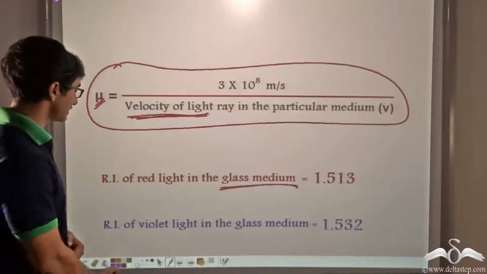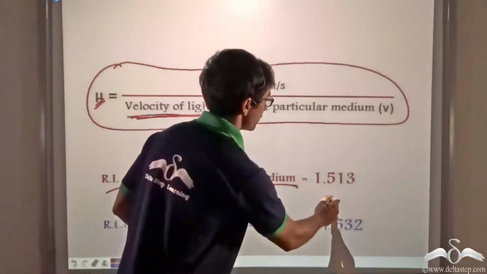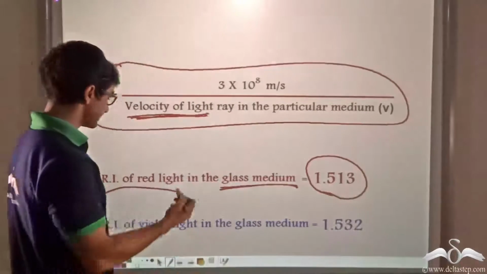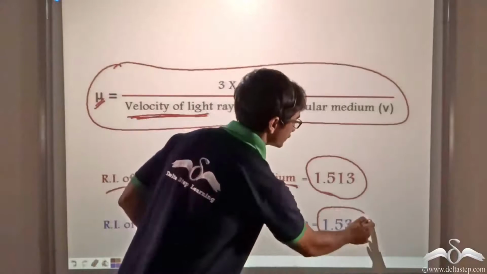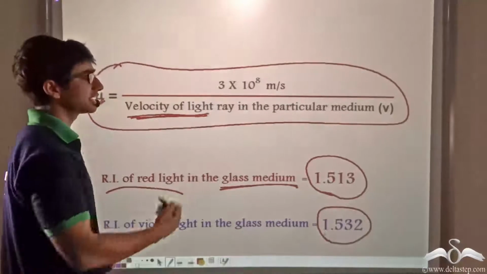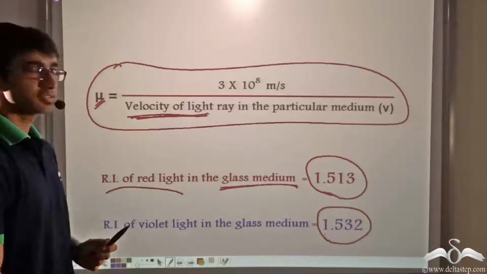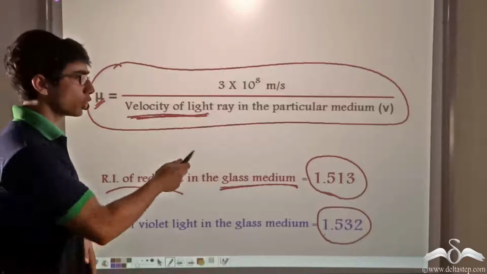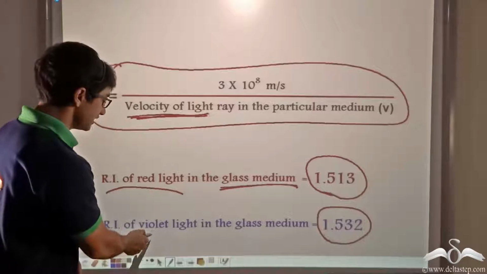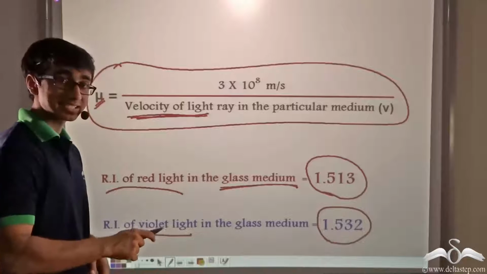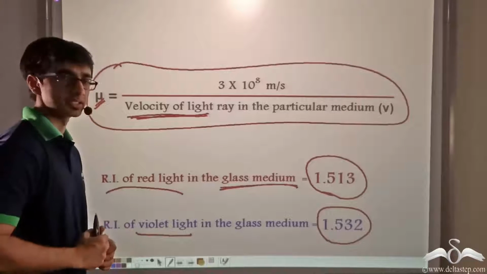So thus we can say that the refractive index of red light in glass medium is 1.513 and the refractive index of violet light in glass medium is 1.532. As you can clearly see, the refractive index for violet is more than that for red. Now, what do you think is happening? This is happening because the velocity of violet light is less than the velocity of red light in the glass medium that is being considered.